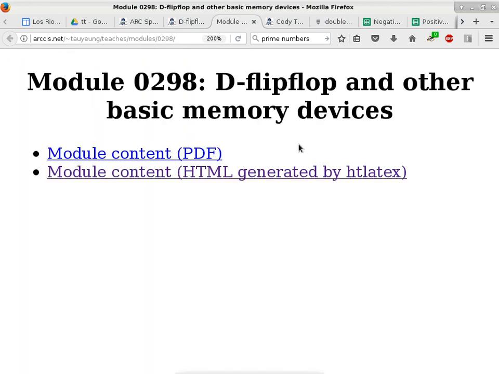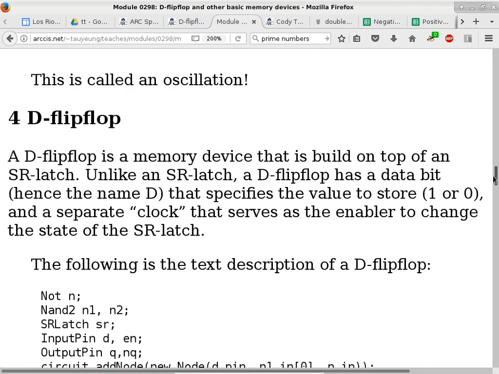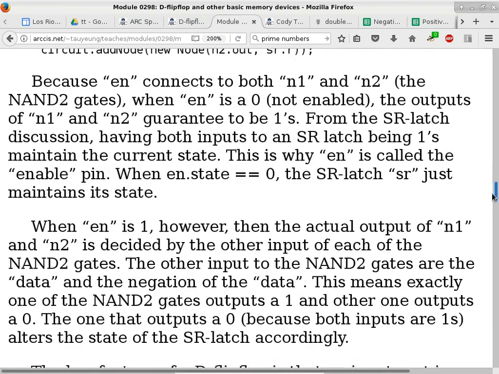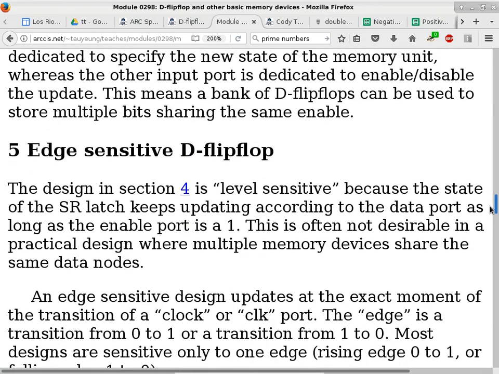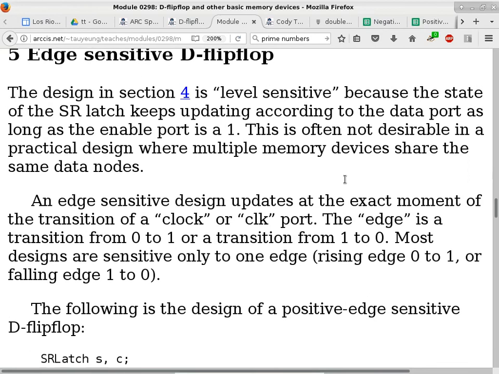I don't know how many of you read the notes prior to the class, at least a little bit. It definitely helps because your mind will be kind of primed if you read the notes a little bit ahead of time. So we are talking about section 5. Section 4 is done already. Section 5 starts the discussion of an edge-sensitive D flip-flop.